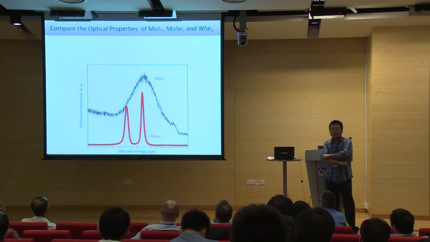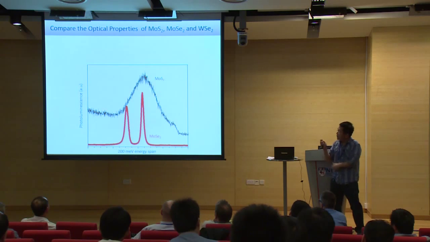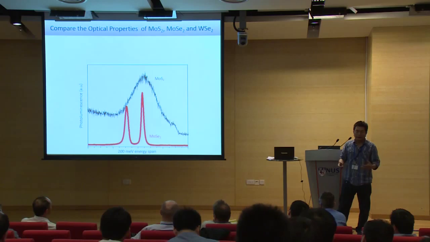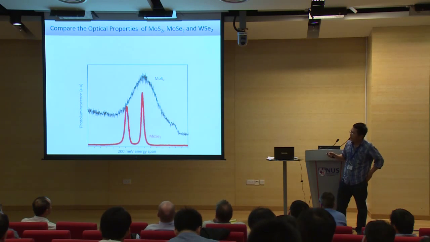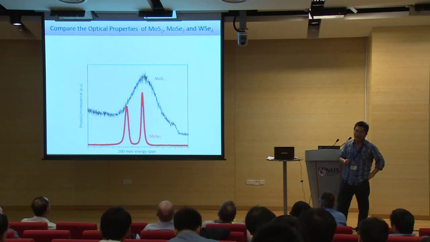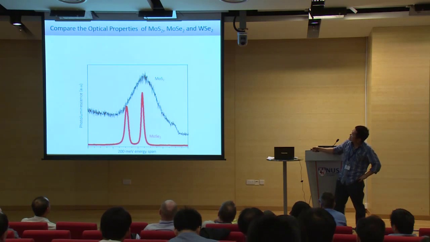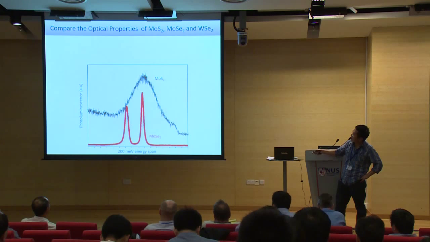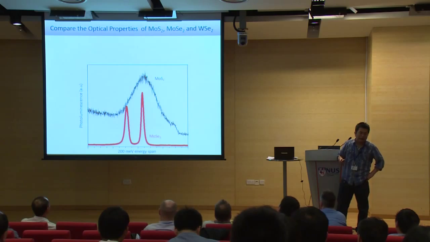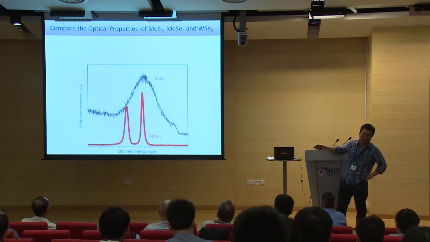Okay, so this is my summary. I want to do a little comparison between MoS2, MoSe2, and tungsten selenide. In the community, there are a lot of papers on MoS2, but I would like to argue that for optical studies, MoSe2 or tungsten selenide is actually slightly better. Here are spectra for MoS2 and MoSe2 in the same energy span, taken under the same conditions: the same temperature, the same integration time, and the same laser power. You can clearly see the difference.